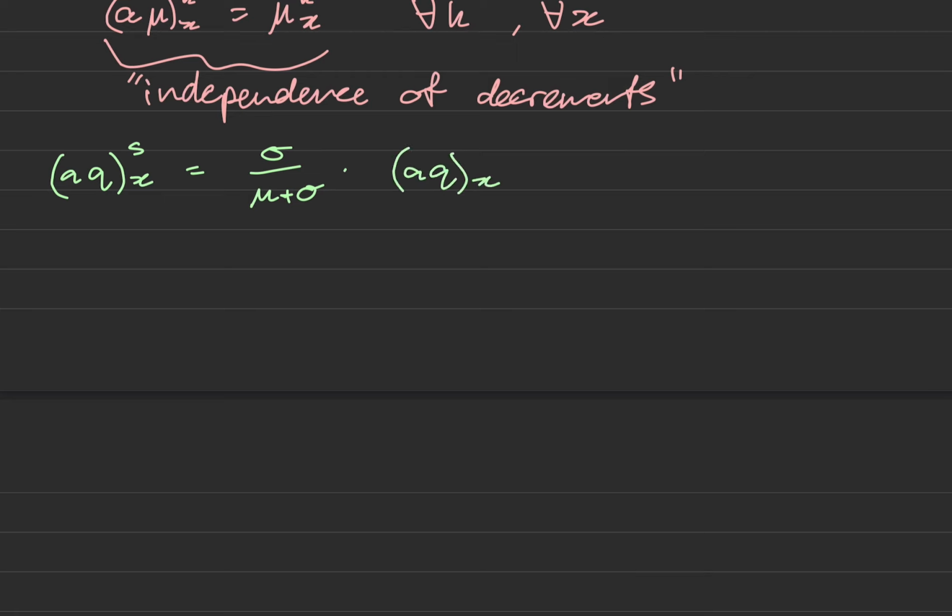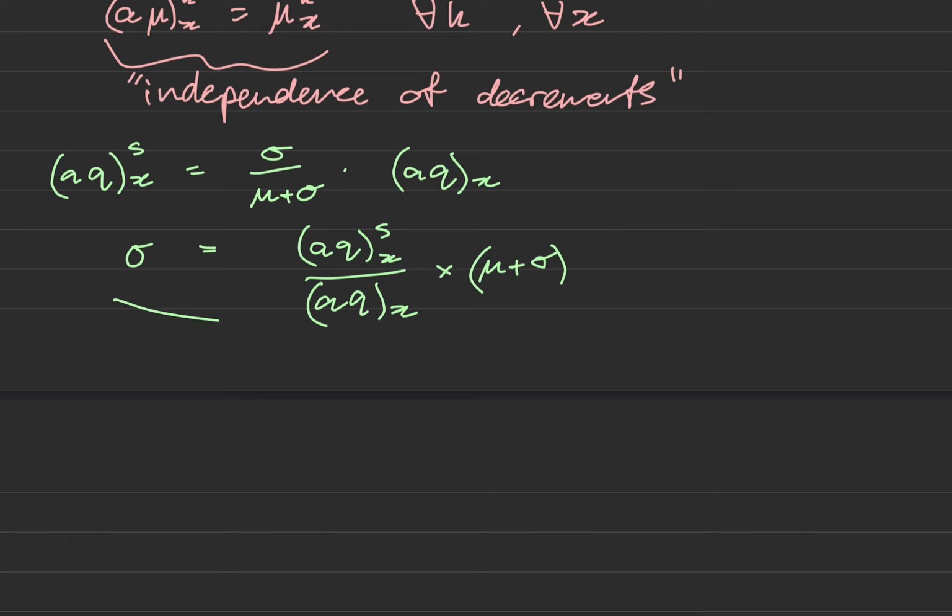Okay, now we must try and manipulate these two in order to just be left with sigma. So if I leave sigma on this side and I take the mu plus sigma and this aq x to the other side, then I have sigma is equal to aq x^s, this one here. I divide by this on both sides, and then I multiply by mu plus sigma on both sides. Okay, and I arrive at that.